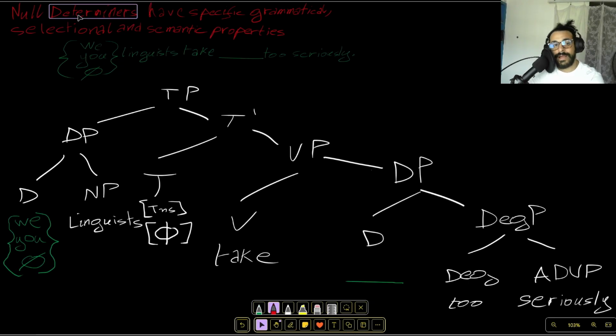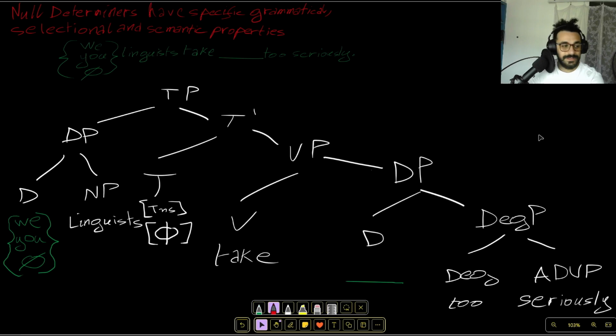So the first thing we're gonna look at is this claim here. Null determiners have specific grammatical, selectional, and semantic properties. We'll check these subclaims one by one. Let's start with the first one. Let's look at our sentence here. Same thing. Everything is taken from Bradford's book, 2004. We have "we", "you", or null: "Linguists take blank too seriously." The question is, how are we going to fill this blank? We can fill it with different pronouns, and that would depend on what we select at the initial stage. Is it going to be "we"? Is it going to be "you"? Or is it going to be a null?